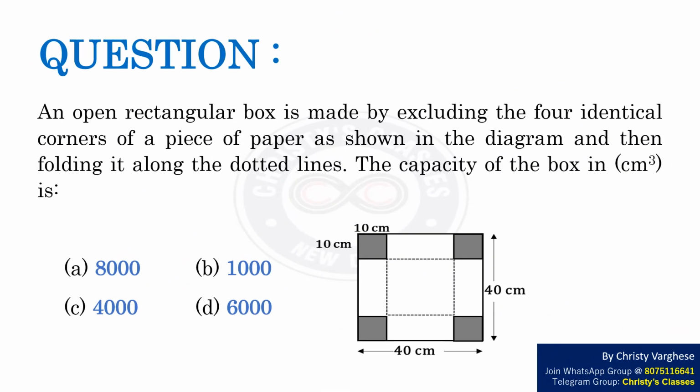Question. An open rectangular box is made by excluding the 4 identical corners of a piece of paper as shown in the diagram and then folding it along the dotted lines. The capacity of the box in centimeter cube is: options A. 8000, B. 1000, C. 4000 and D. 6000.